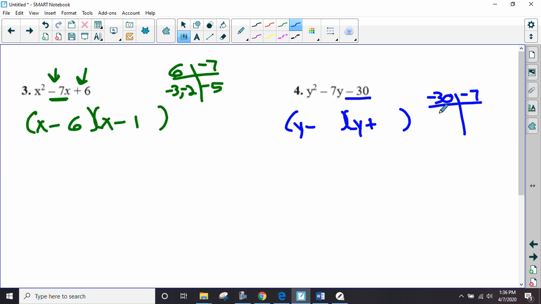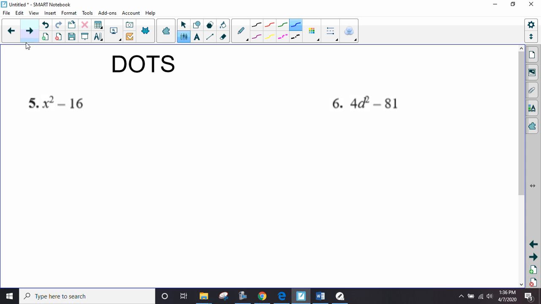Alright, so a lot of people start saying 5 and 6, 15 and 2, and making sure our bigger number is negative. But it's actually going to be 10 and 3.